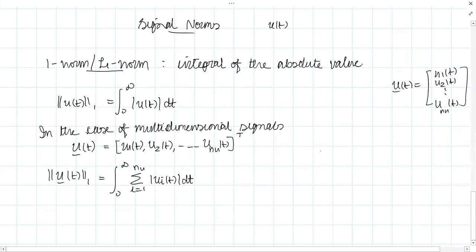Say for example, you are given a signal like this: x of t equals 1 by t for t not equal to 1, and 0 otherwise. Can you find what's the one norm?